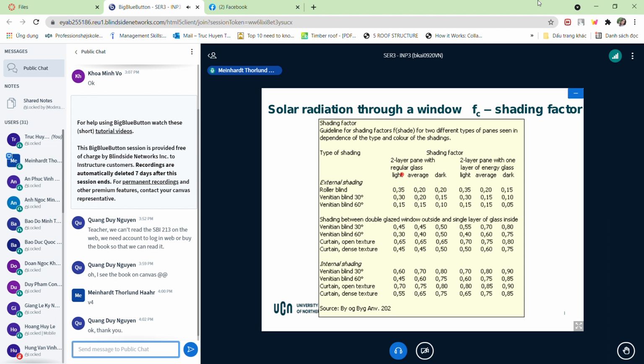There are also some interesting values, again from this source, the book Instruction 202. So if we have 2-layer glazing, or external shading, internal vertical blinds, roller blinds, what will the sun shading factor be? B80 for the sun shading factor.